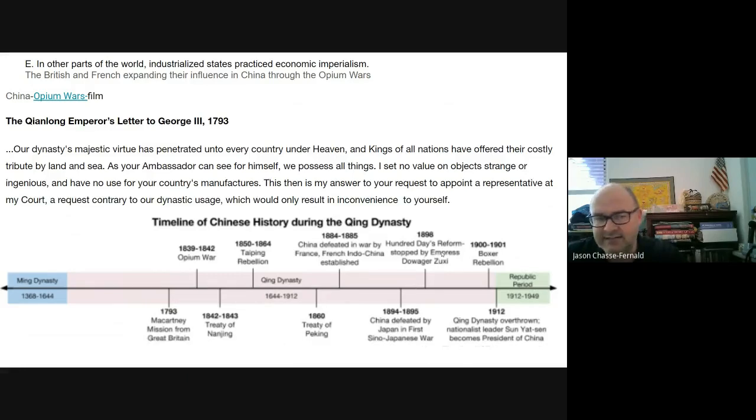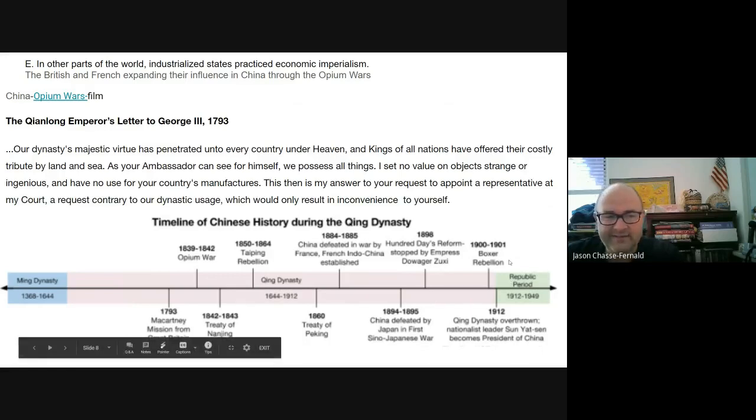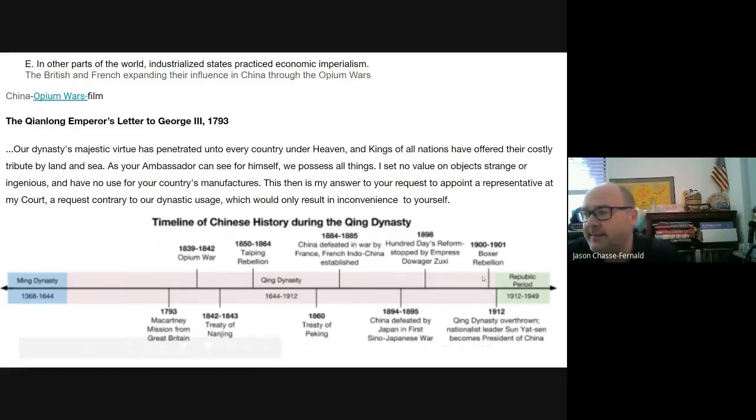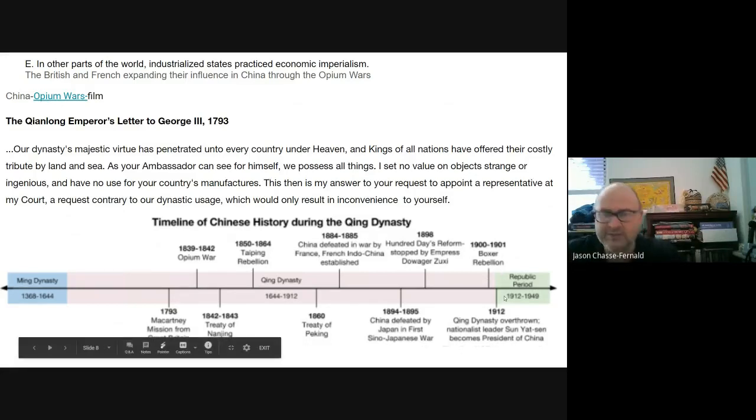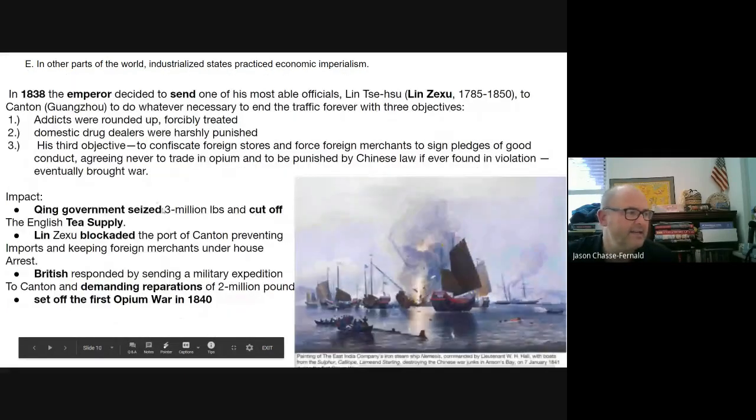Then you're going to see the 100 Days Reforms, right? And then this period kind of wraps up with Empress Cixi supporting the Boxer Rebellion, and the Boxer Rebellion being crushed. So I'm just going to spend a minute on each of these little things and show you some basic slides on this.